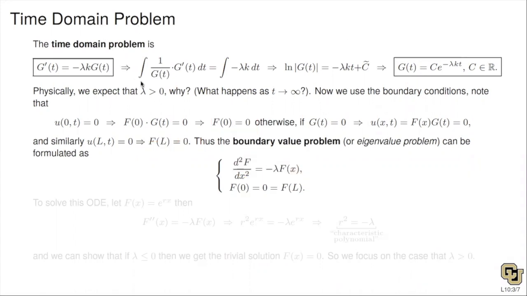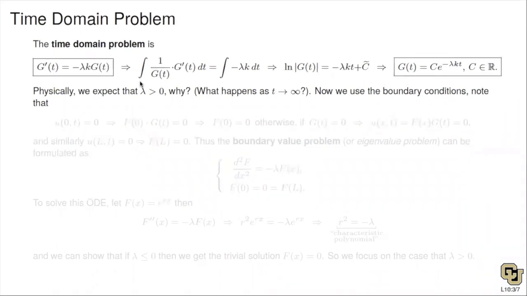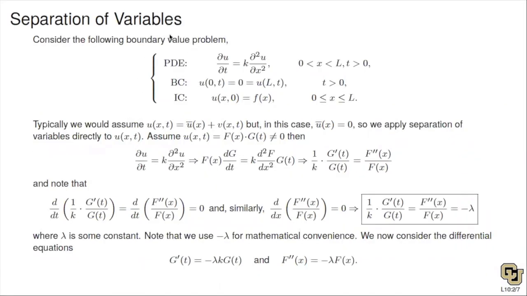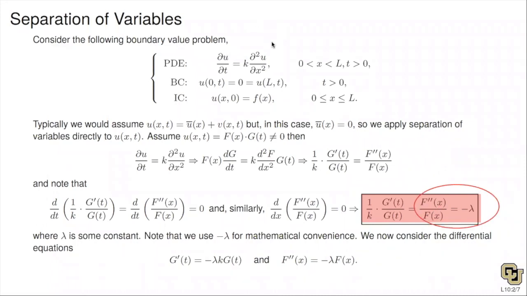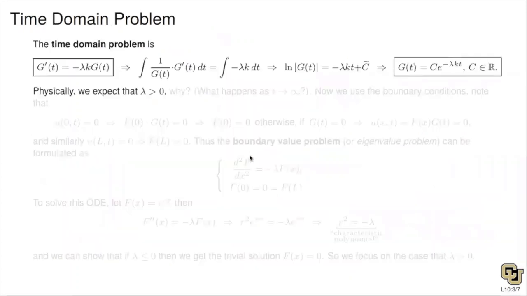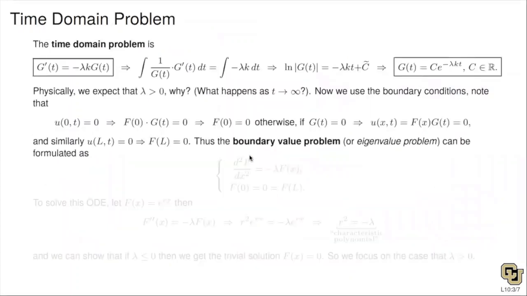So, you remember when we do our separation of variables, we set this thing equal to a constant. And so if we solve this equation, we'll get our X variable problem, or boundary value problem. And if we solve that, we get our time domain problem, right? So, okay, now let's solve this.